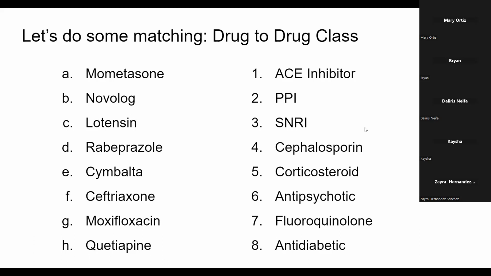Okay, so mometasone is 5. So what is mometasone? It is a nasal spray, sometimes called Asmanex. It is a corticosteroid. And what type of medication is it similar to? It's similar to prednisone. It's in the same family of drugs as prednisone or dexamethasone or methylprednisolone or prednisolone. There's a whole bunch of corticosteroids.